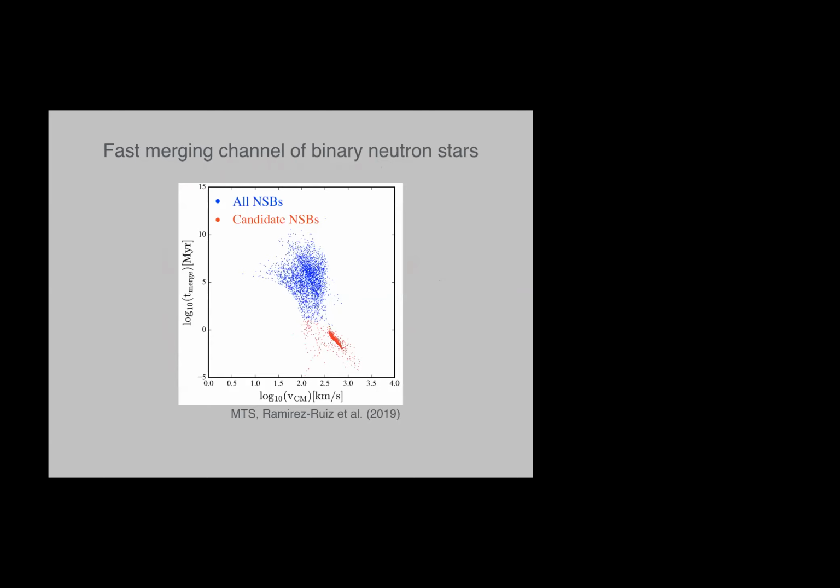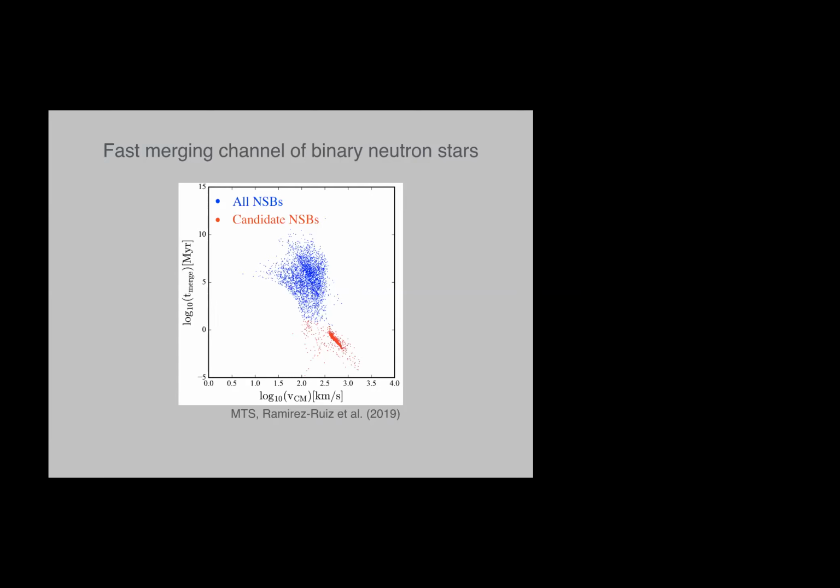Here, for example, the x-axis is the center of mass velocity of the binary, and the y-axis is the merging time scale in log, in units of millions of years. You can find such systems. The red shows the population that satisfies this criteria, and when you analyze them, you will see that these systems are very unique, and you have to actually put them in by hand. There is a specific process that makes them, and whether this process exists in nature or not, we don't know.